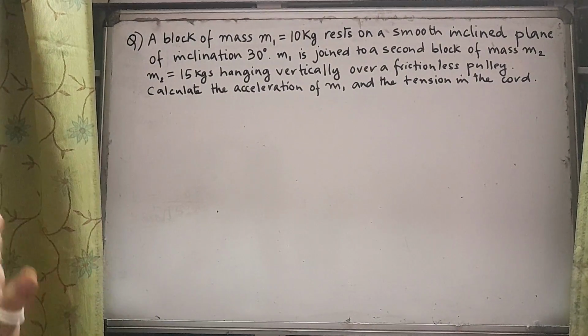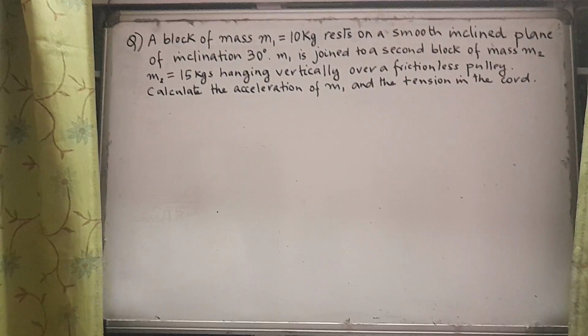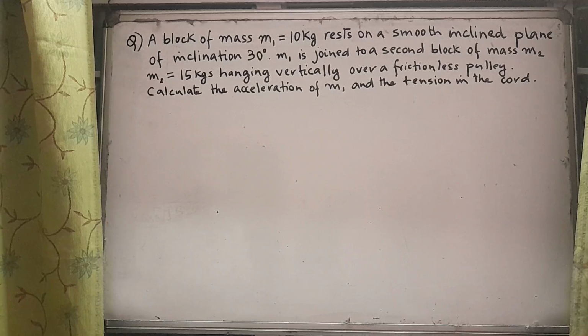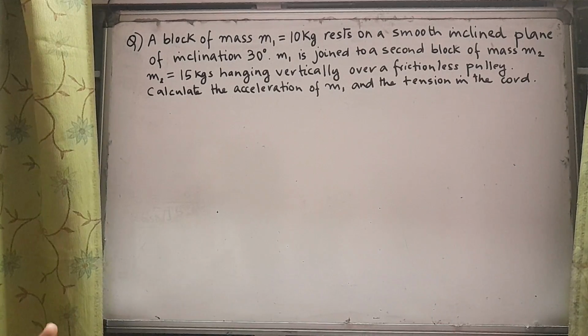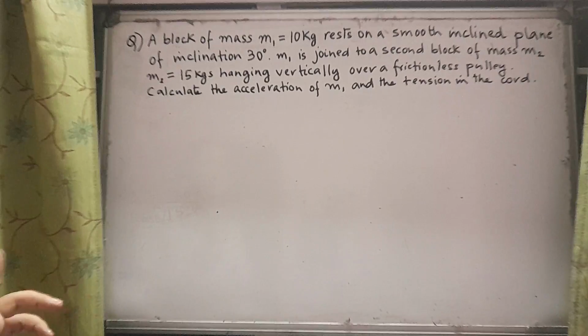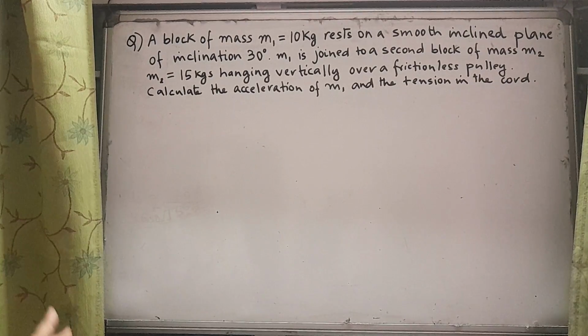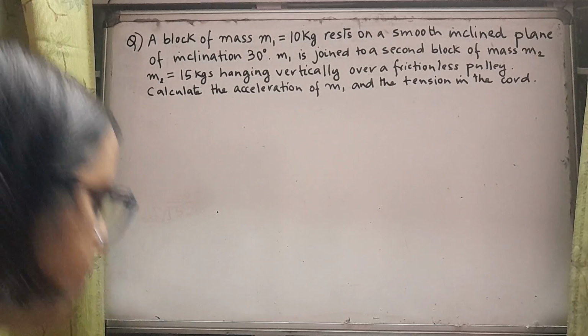A block of mass m1 equal to 10 kg rests on a smooth inclined plane of inclination 30 degrees. m1 is joined to a second block of mass m2, m2 is equal to 15 kg, hanging vertically over a frictionless pulley. Calculate the acceleration of m1 and the tension in the cord. So, let's do this.